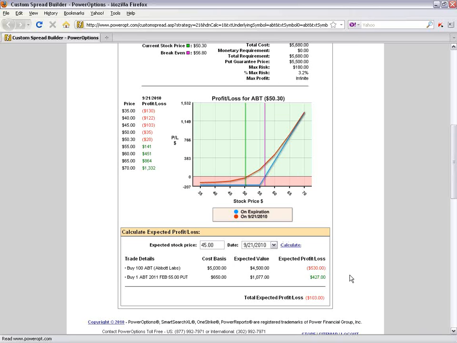So you can run your what-if scenarios on the profit and loss chart here in the custom spread tool. Does this make you comfortable? You know, if the stock does this or the stock does that, is this what I expected to see, or does this match the profit I'd expect if the stock did move up 10 percent?